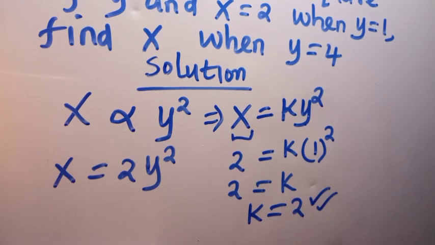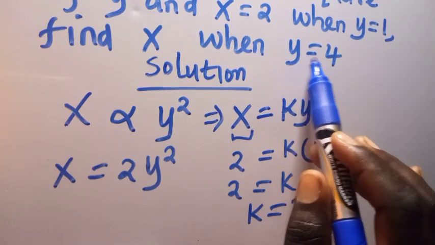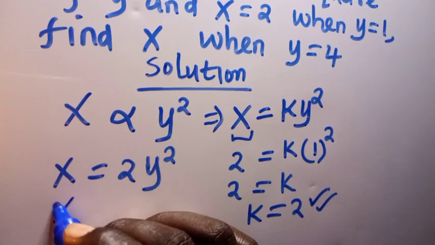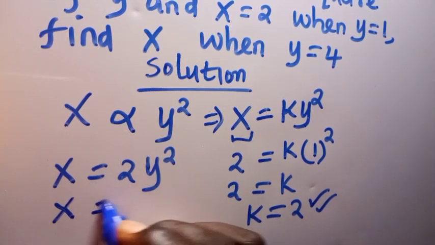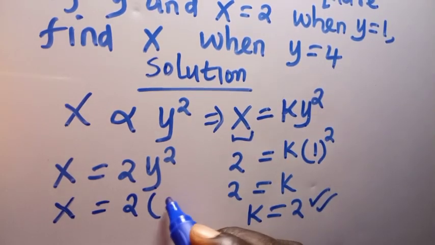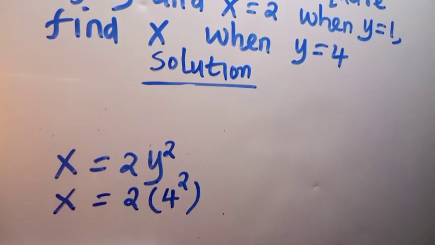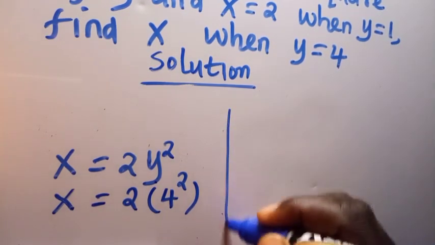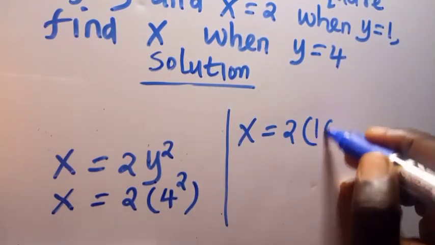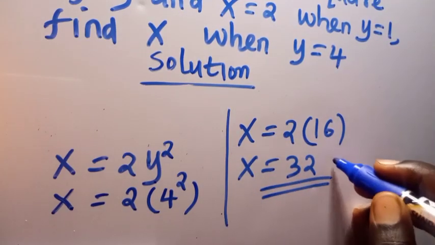Now, it is telling us to find x when y equals 4. Our x will be 2, and instead of y we shall have 4 squared. So we have our value of x as 2 into 4 squared, which is 16, and therefore the value of x is 32.